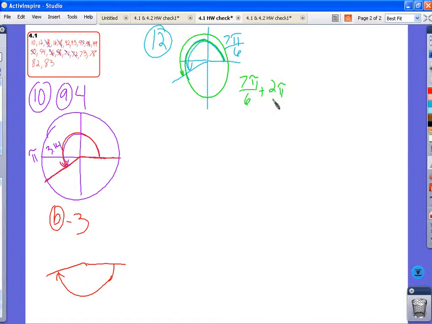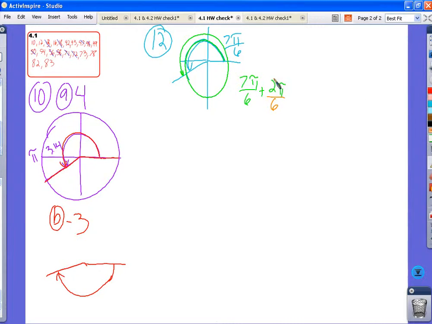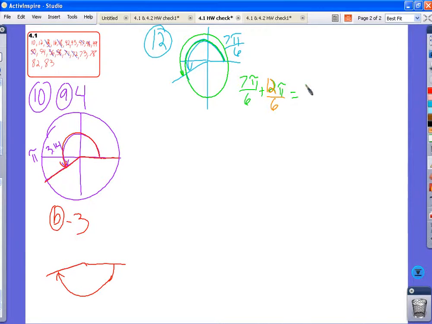But I need a common denominator, right? Yeah, agreed. So 6, and this will be 12, 12 pi over 6. So 12 pi over 6 plus 7 pi over 6 is 19 pi over 6.